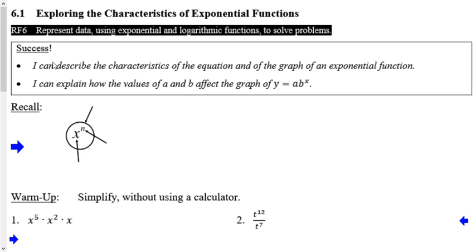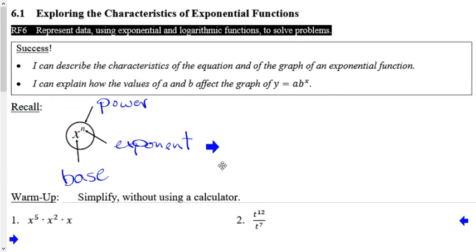Well, welcome. Math 30-2. Today we are about to start Chapter 6, which looks at exponential functions. So here we are at 6.1, and to begin with, I just want to remind you of these different terms when we have a power. So here we have an x and then this little n that's superscripted. The way we name everything, the x is called the base. The little superscripted n is called the exponent, and the whole thing together is called the power.